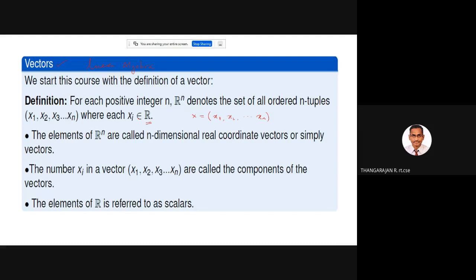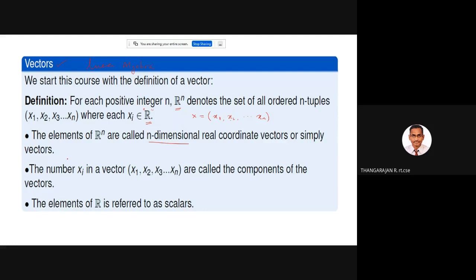We are going to deal with vectors in the real space, not in the complex space. When I say R^n, it is a tuple of n elements, where n is the dimension. We'll come to that. Each field is supposed to be a real number. So it is an n-dimensional real coordinate vector, or simply a vector.